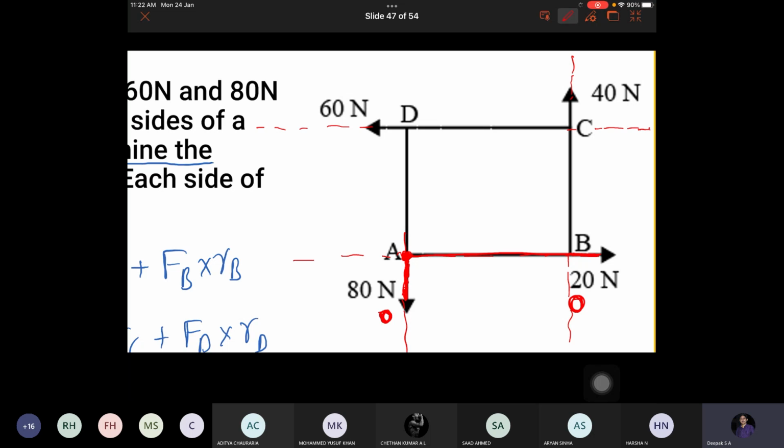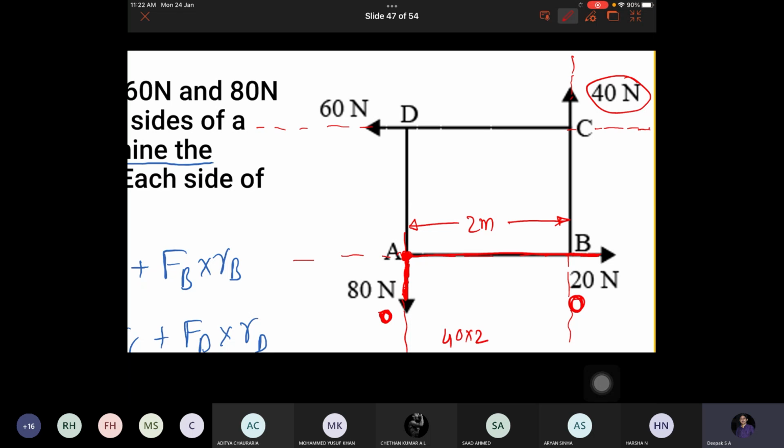Okay. Then the remaining force, 40 Newton. What is the perpendicular distance from here to here? This distance is 2 meter. Correct? Yes, sir. The 2 meter will be acting in the clockwise or anti-clockwise direction? Anti-clockwise. So that's why it is positive. So positive 40 into 2 you have to take.